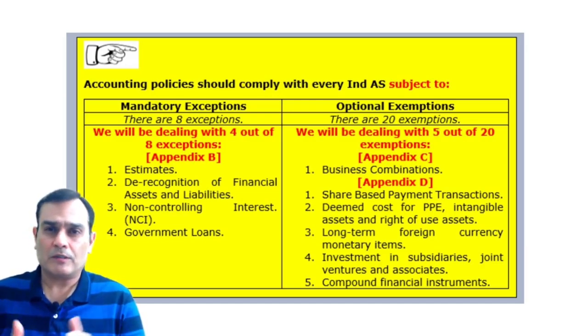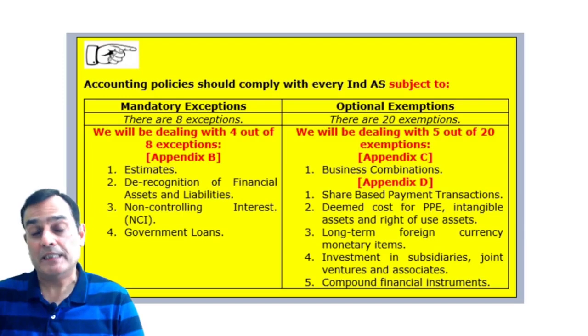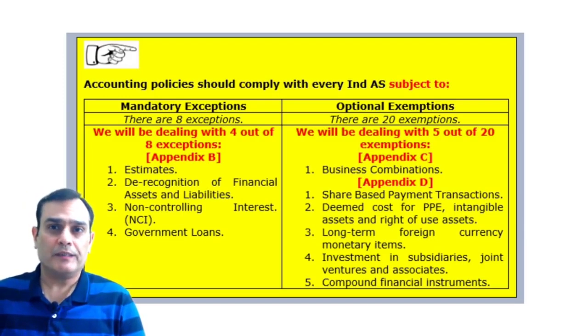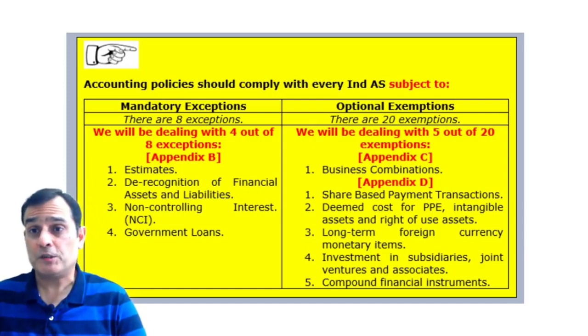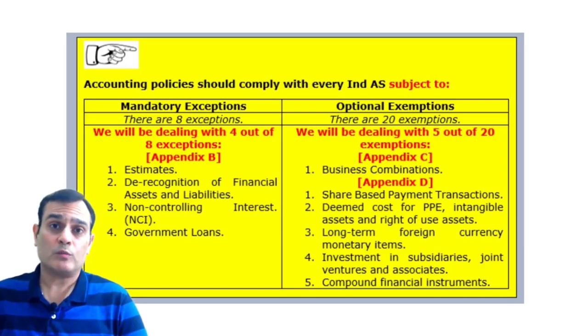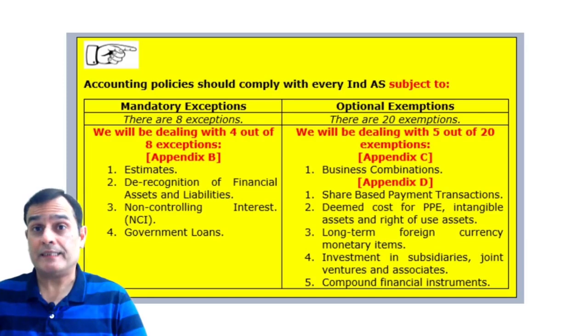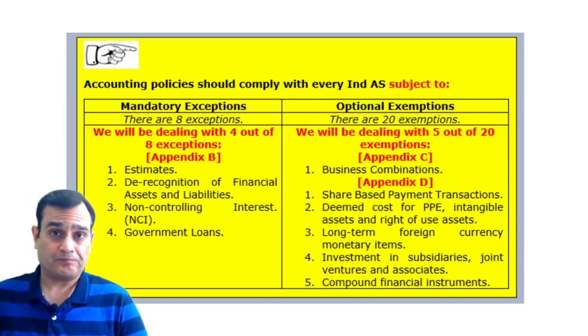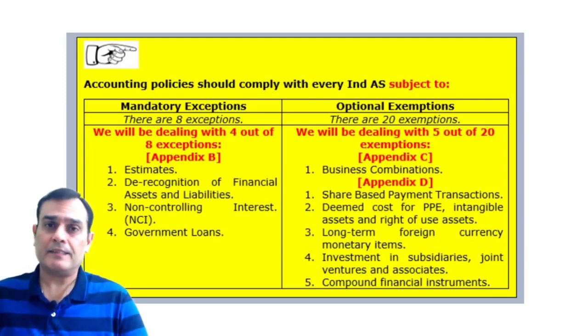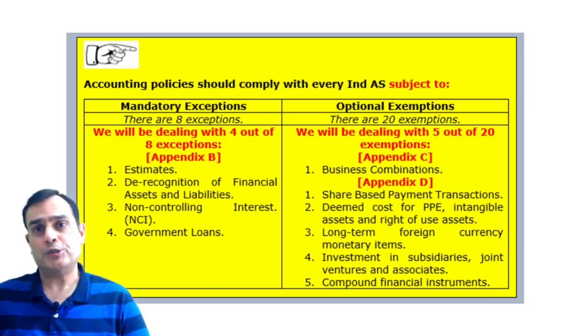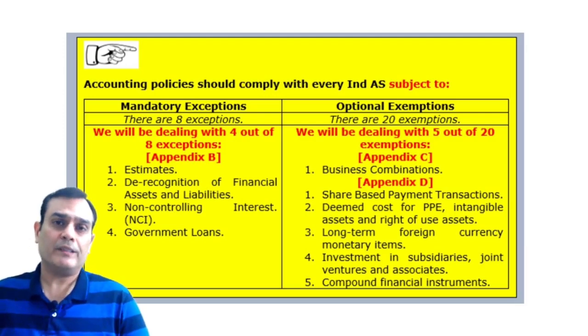Then there is almost a good list in terms of Appendix D. And out of that, considering the examination, I think almost 5 exemptions are most important. One is the share-based payment. One is the deemed cost, which is meant for PPE, investment property, ROU asset, as well as intangible assets. One is the long-term foreign currency monetary item. Then there is investment in subsidiary, associate, and JVs. And one is in terms of compound financial instruments.